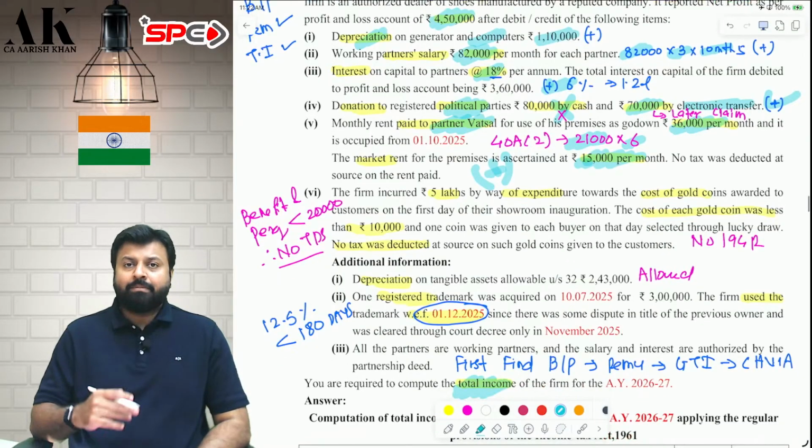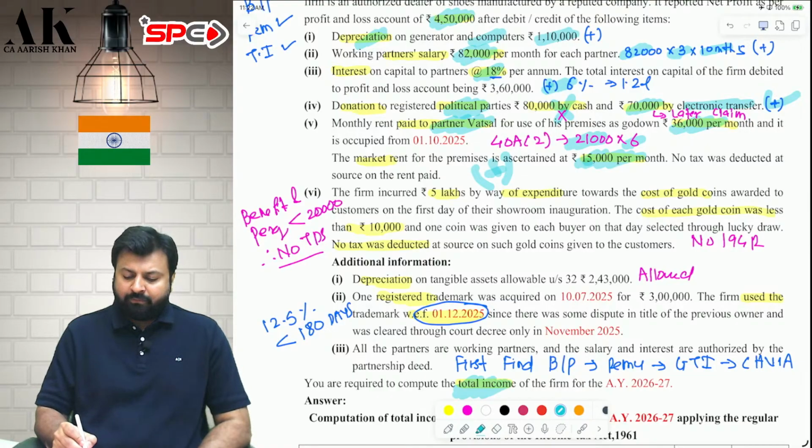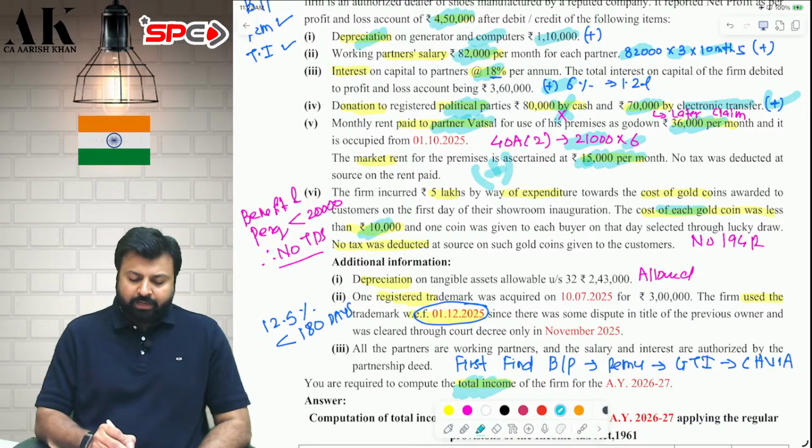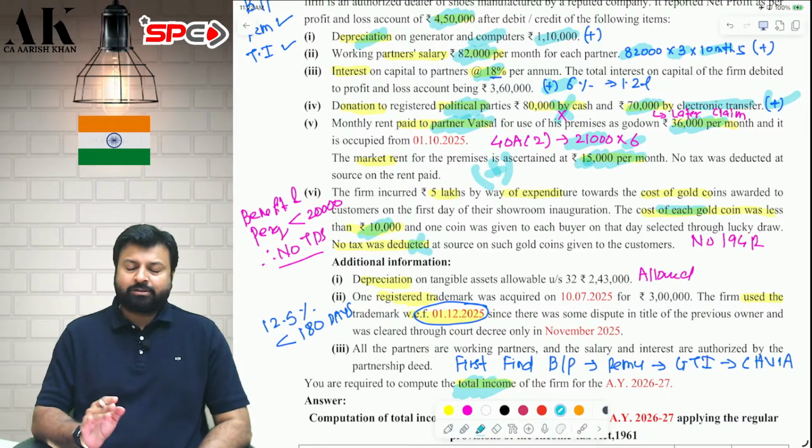Next one, you are giving some benefit and perquisite to your customers in the form of gold coins. The gold coins are not exceeding worth 10,000 rupees. So the value of the gold coin is up to 10,000 rupees, and you have not deducted TDS. Is it okay? Yes, it's okay.